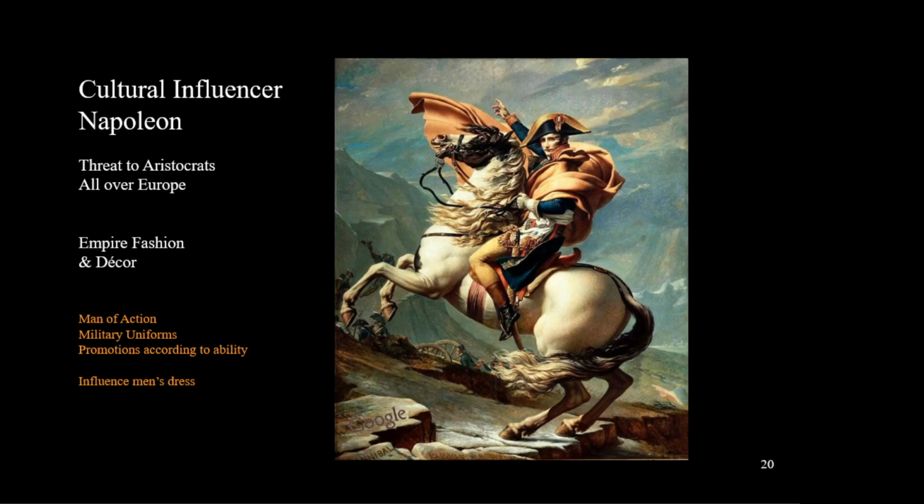The biggest cultural influencer in Europe was Napoleon, who was both a threat and an incredibly charismatic figure. He was a man of action and an incredibly successful military man. He brought a merit system of appointments and promotions to the French government, as he himself had risen through the ranks to power. He was a large influence on the way men dressed all over Europe.